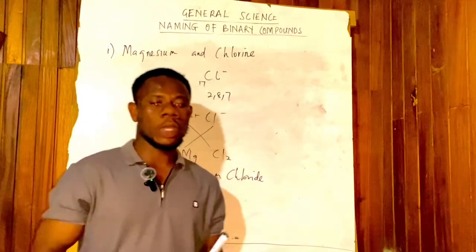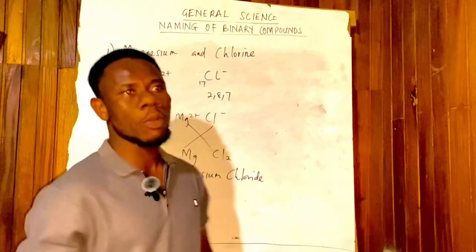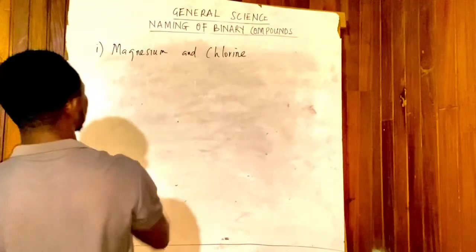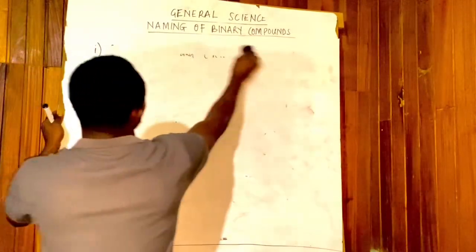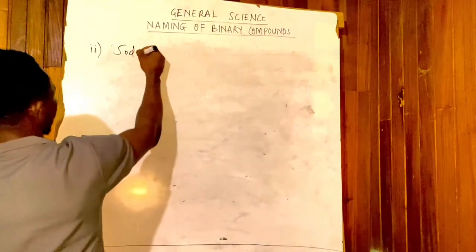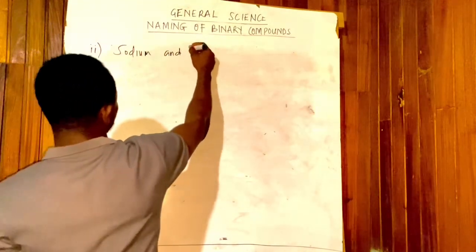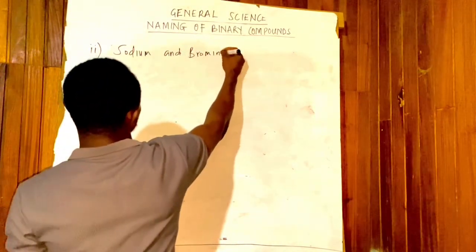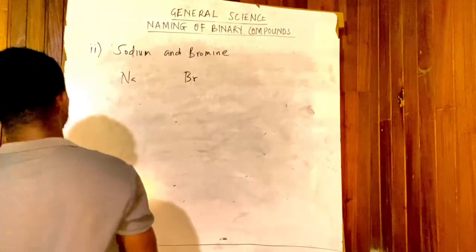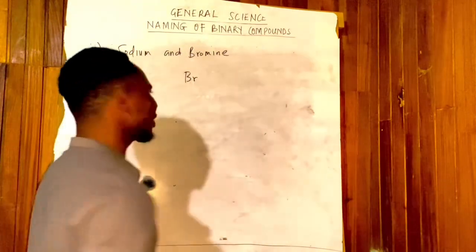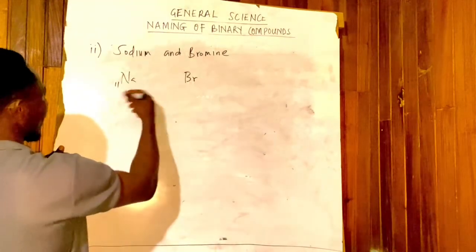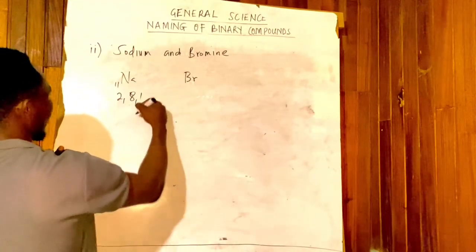Then the next example is sodium and bromine. So Na and Br. So sodium is also a metal, bromine is a non-metal. So sodium is having atomic number 11. So you're going to get 2, 8, 1.